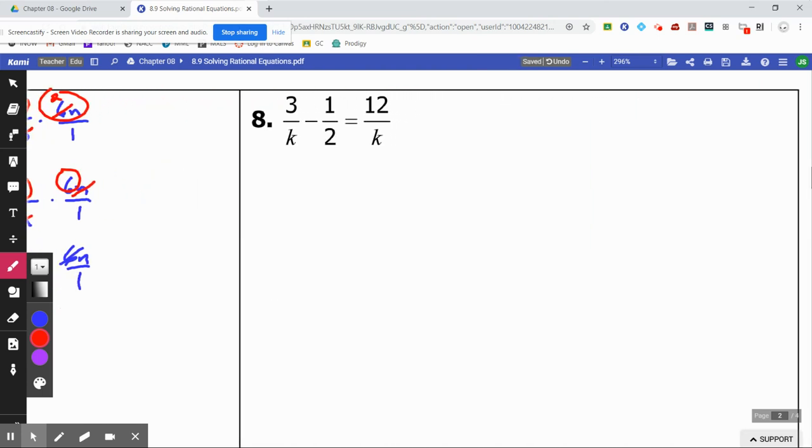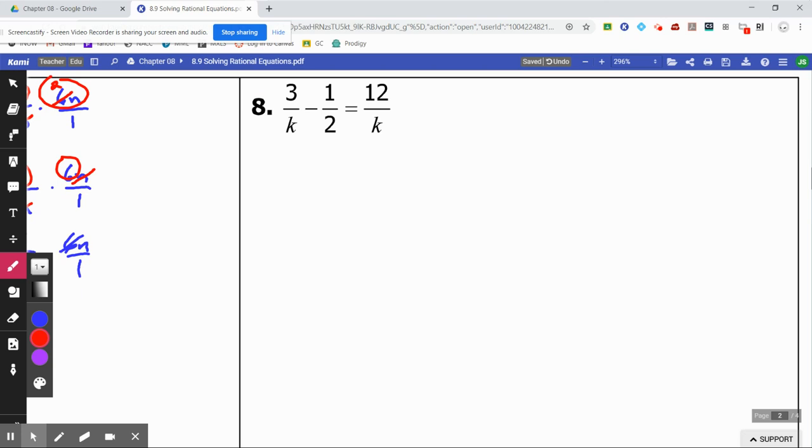Next problem. And again, on these, sometimes it might be easier to solve them as a proportion, to change all these to a proportion. Or again, I'm going to do this if I use my common denominators. I can change all three of these bottoms into a 2k. The reason I know that, I can multiply this by 2, I can multiply this by k, and I can multiply this by 2, and they're all three turned into 2k's.